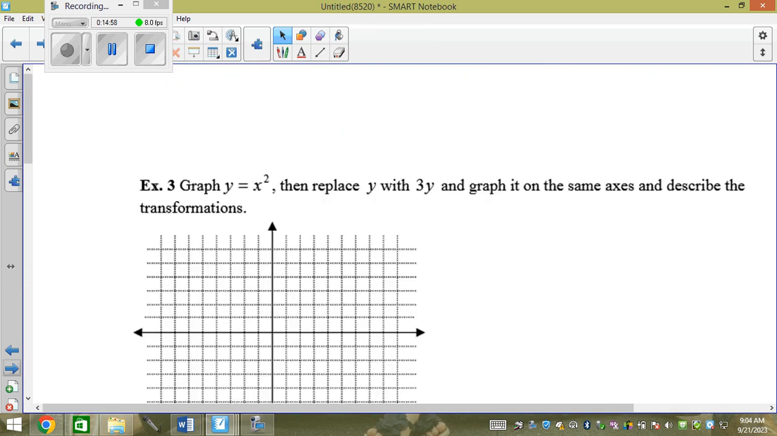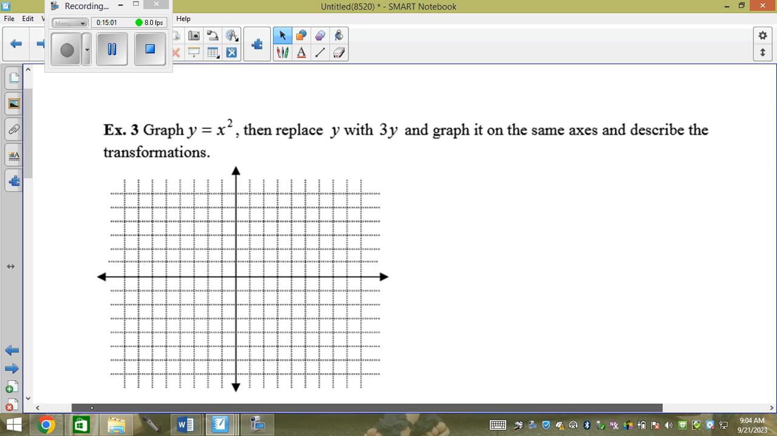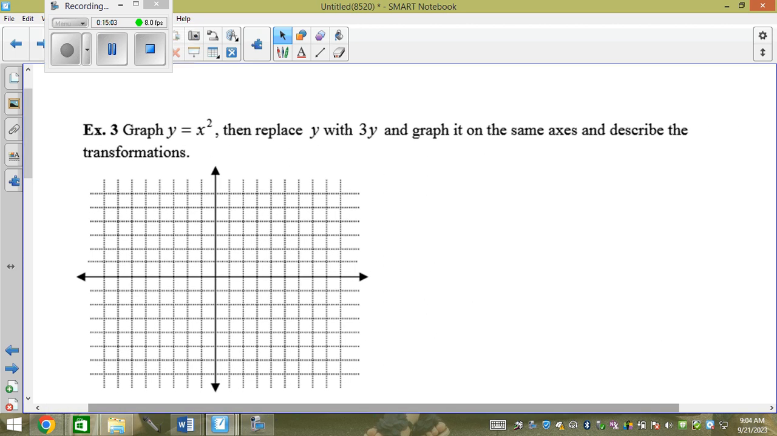We're going to flip over. So this one here, we have y equals x squared, then replace y with 3y, and graph it on the same axis. So your x squared graph is (0, 0), (1, 1), (-1, 1), (2, 4), (-2, 4). And to be honest, I forgot to do this on the last set of notes: we always have to say what our scale is. So I'm going to say x scale of 1, which means every tick is worth 1, and a y scale of 1. You can just put what your scale is, and then they'll know what the axis is.